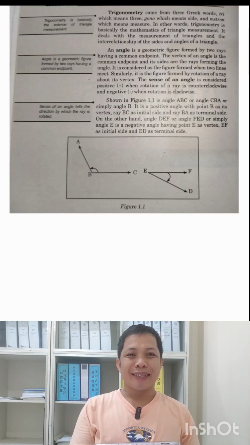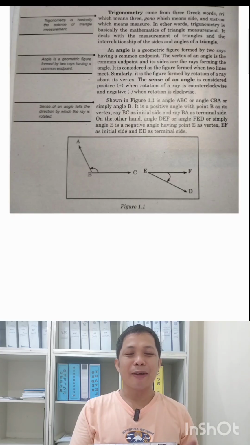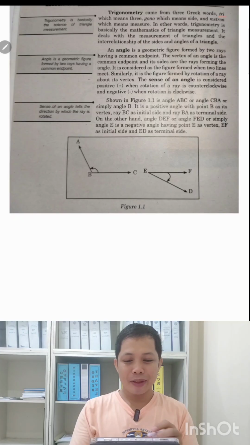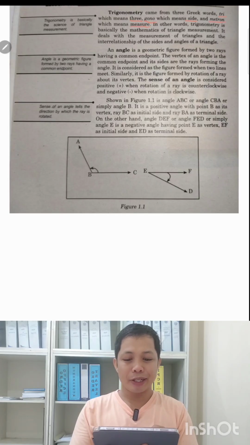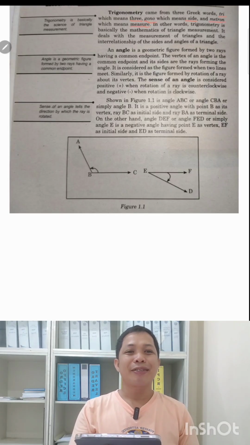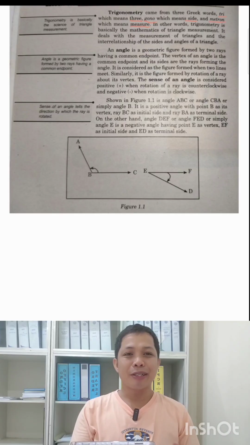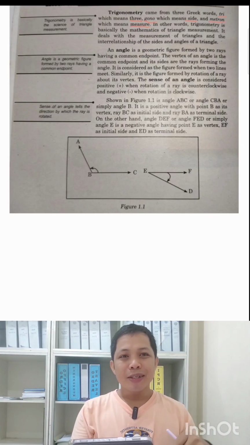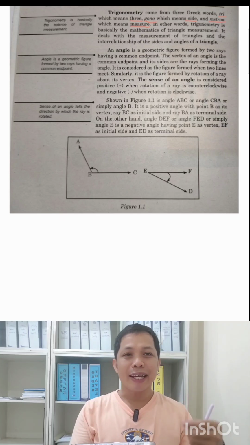Good day, everyone. So today we'll be talking about Introduction to Trigonometry. Let us first define trigonometry. Trigonometry came from three Greek words: tri, which means three; gono, which means side; and metron, which means measure.